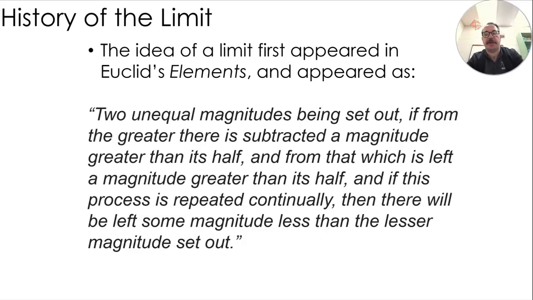calculus concept, appeared. And it showed up in Euclid's Elements, which is a very old mathematics textbook, one of the first, as this: two unequal magnitudes being set out. If from the greater there is subtracted a magnitude greater than its half, and from that which is left a magnitude greater than its half, and if this process is repeated continually, then there will be some magnitude less than the lesser magnitude set out.